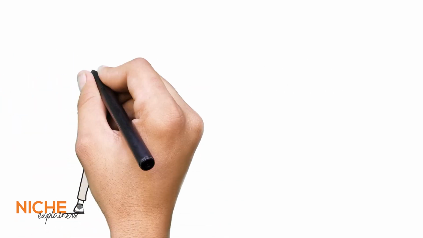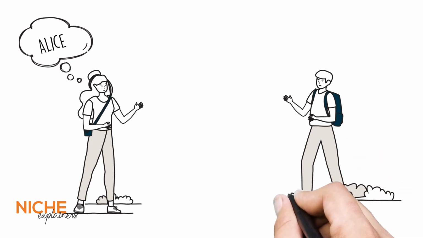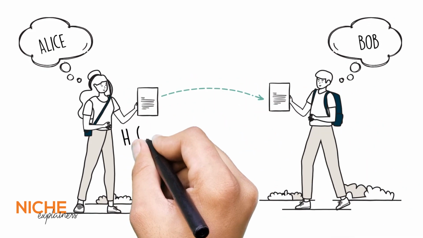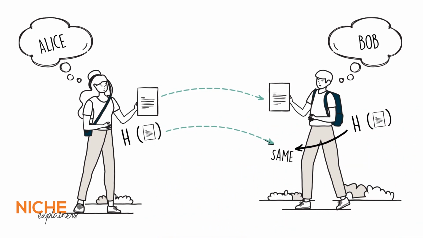Another use for hash functions is during the transfer of files. When Alice sends a file to Bob, she can also send the hash of the file to Bob at the same time. When Bob receives the file, he will take a hash of it and compare his hash with the hash that Alice sent. If the file has been tampered with, then the hashes will look different.